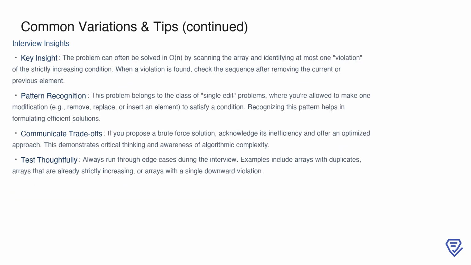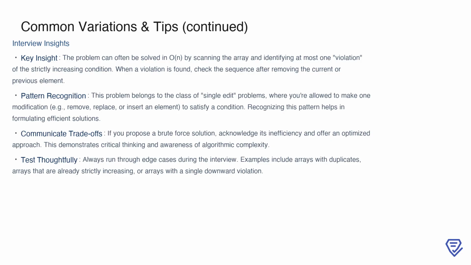A key insight for this problem is that it can often be solved in linear time by scanning the array and identifying at most one violation of the strictly increasing condition. Once you find a violation, you can validate the sequence by checking the result of removing either the current element or the one immediately before it. This efficient approach is crucial to solving the problem within the constraints.